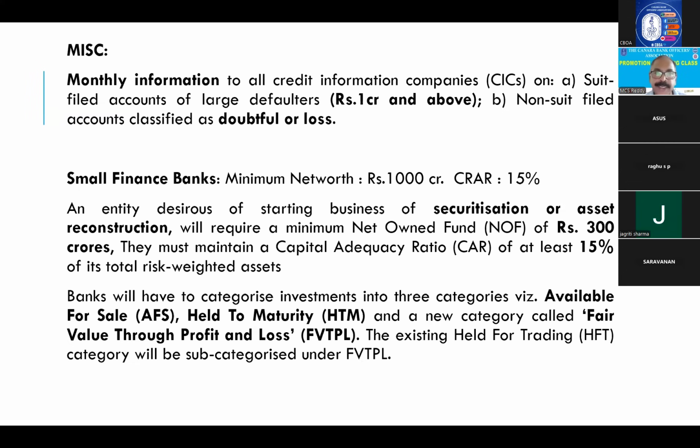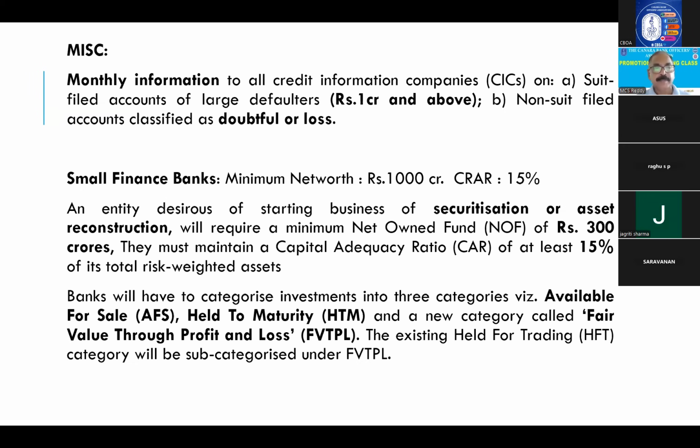Next, an entity desirous of starting the business of securitization or asset reconstruction. Securitization means purchasing assets. What assets? Financial assets. Suppose you are selling a loan, and another company, a securitization company, is purchasing it. It is called securitization. Okay, this I will discuss again in policy. And asset reconstruction, earlier we have seen bad bank. Asset reconstruction, that is ARC, it is a company. So if they want to start business, the ARC or the securitization company, they should have net owned funds of 300 crores and their capital ratio also 15%. If they have 300 crores, then only they can start this securitization or asset reconstruction company.